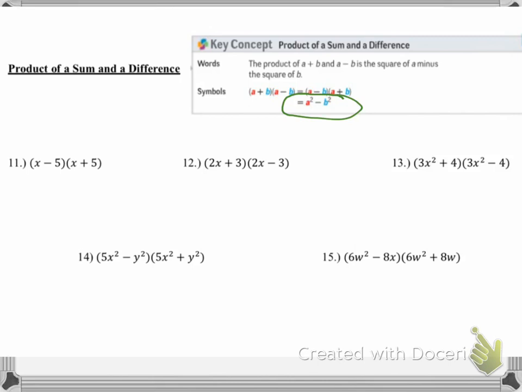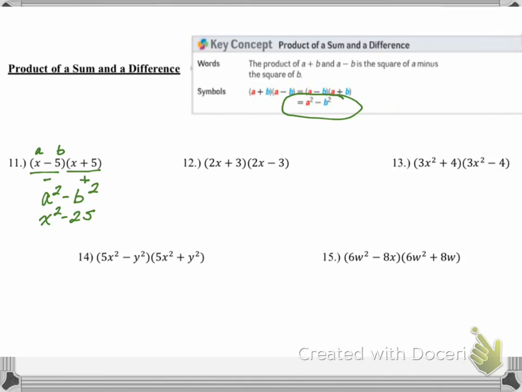And so looking at number 11, I see, okay, I have two binomials that are the same. One is minus, one is plus. So I know it's going to just be a squared minus b squared. And a is going to be the x value, and b is just 5. We're not taking the signs in front. So that literally just translates into x squared minus 25. And that's it. That's the beauty of these problems.